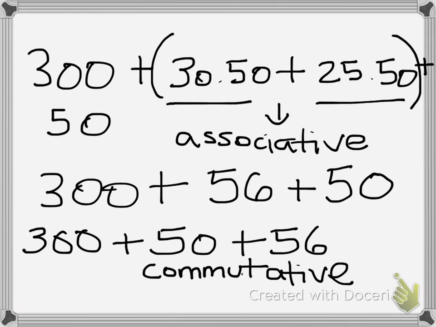So now I can get my final answer by adding 300 plus 50 first, 350, and then add 56, and that will give me a total of 406. But notice how I wanted to do this all in my head, so I thought about the easiest way to do that, and that would be to use both the associative and the commutative property.